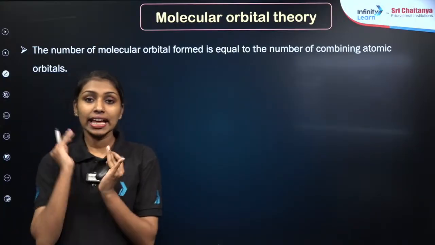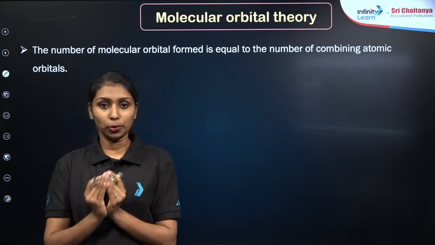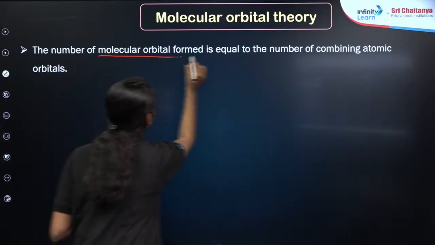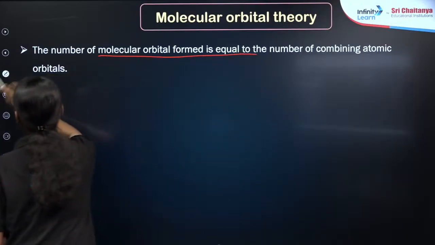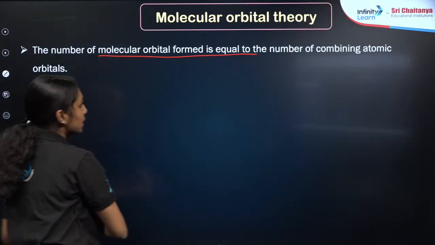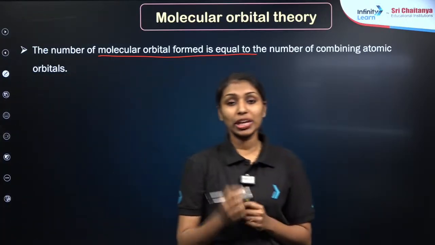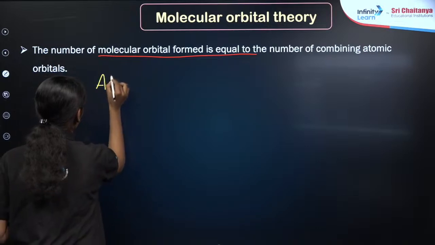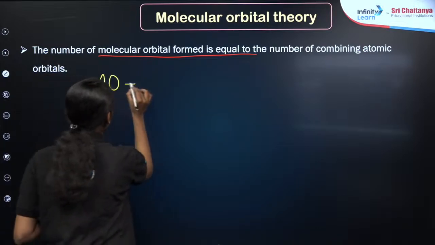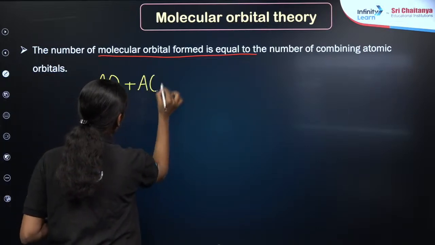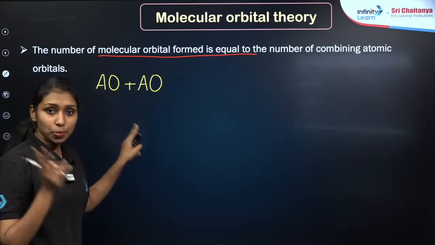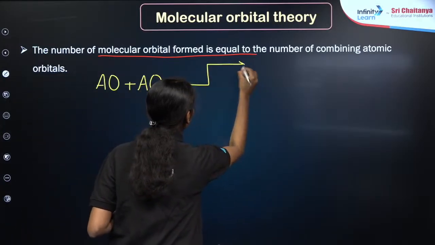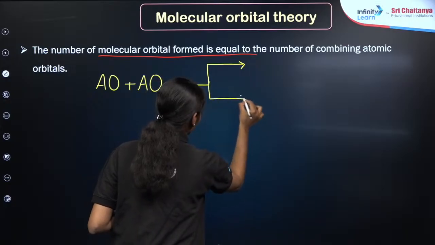Now, whenever atomic orbitals are combined to form molecular orbitals, the number of molecular orbitals formed is equal to the number of atomic orbitals combining, right? For example, if I am taking two atomic orbitals, this will be one atomic orbital, represented by AO. Then another atomic orbital, which means two atomic orbitals are combining. So two molecular orbitals are forming.